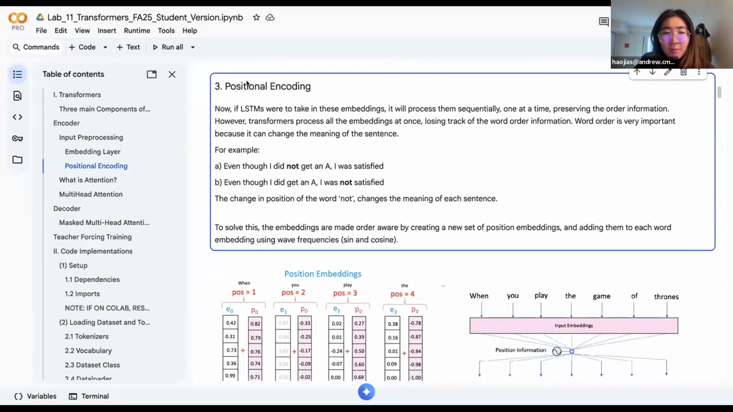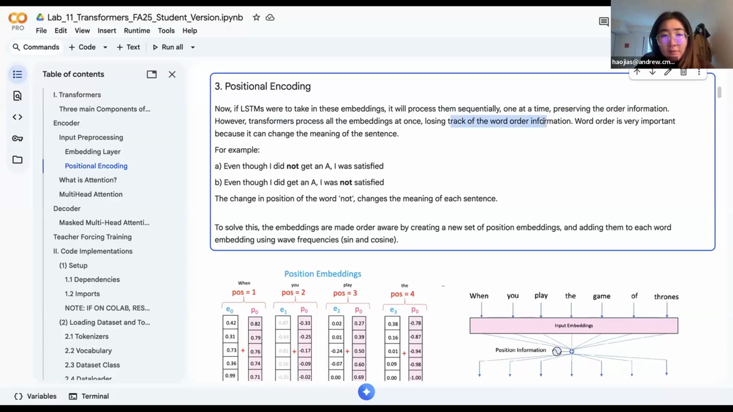For example, if we use LSTM instead of transformers, they will process them sequentially one at a time, so the information of the order will be preserved. But the advantage of the transformers is that they are processing them in parallel, so the compute speed can be increased, but we are also losing track of the word order information.